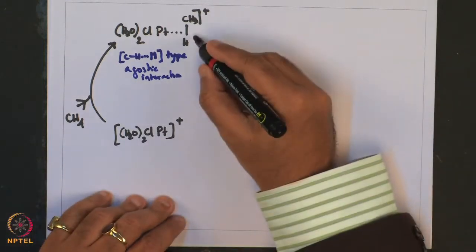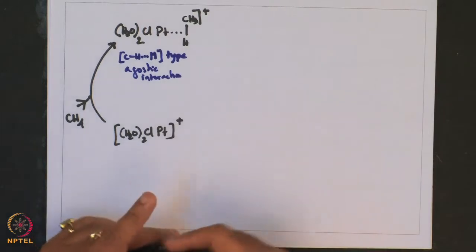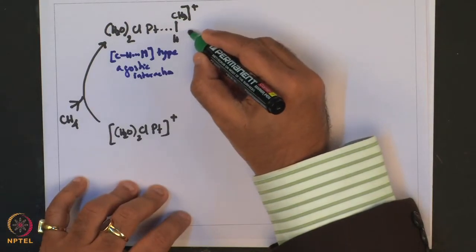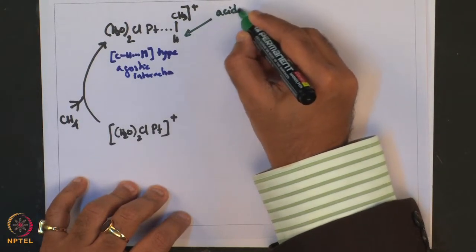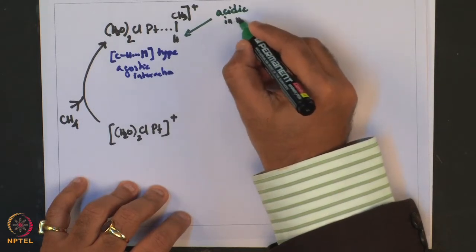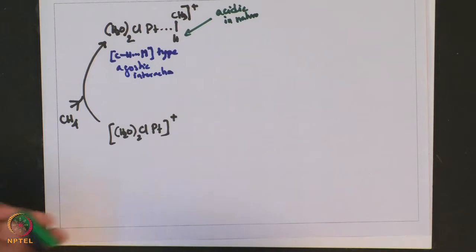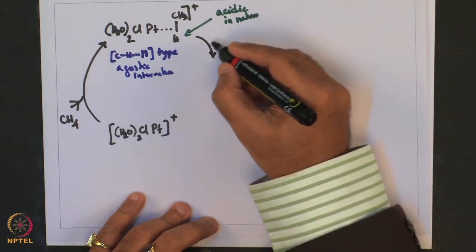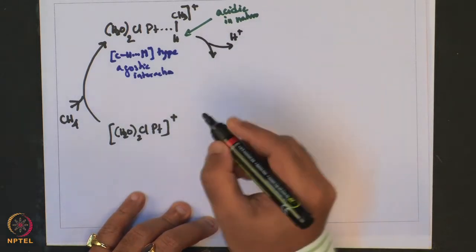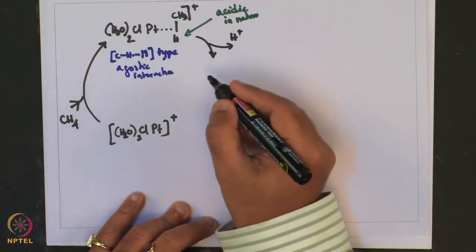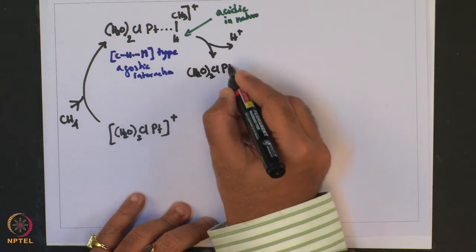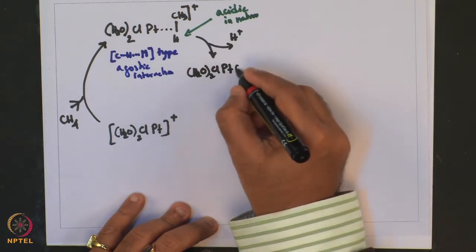Now, as a result of this agostic interaction, the hydrogen becomes acidic in nature and eliminates a proton, giving rise to this neutral platinum methyl complex.